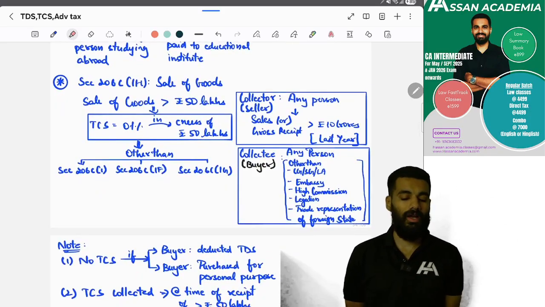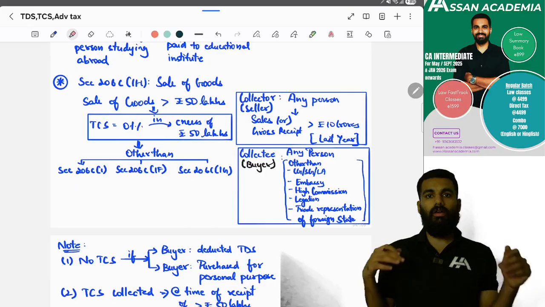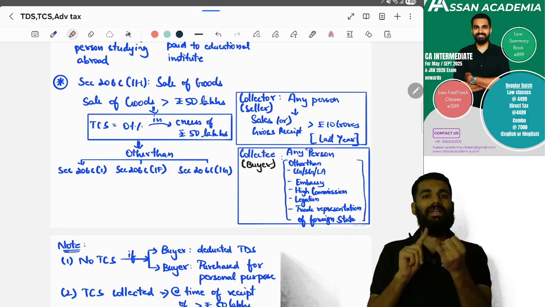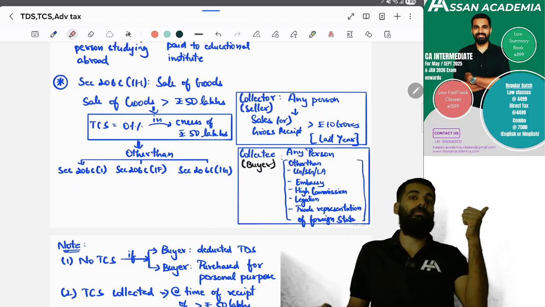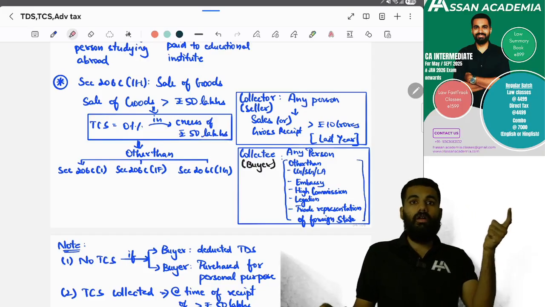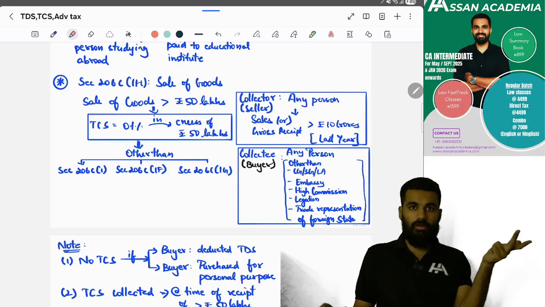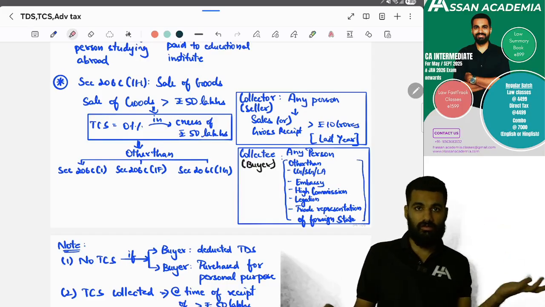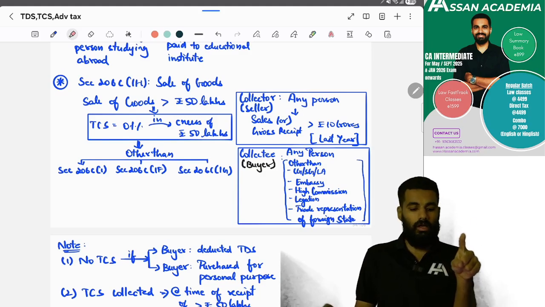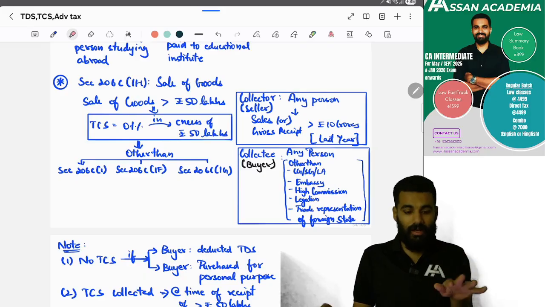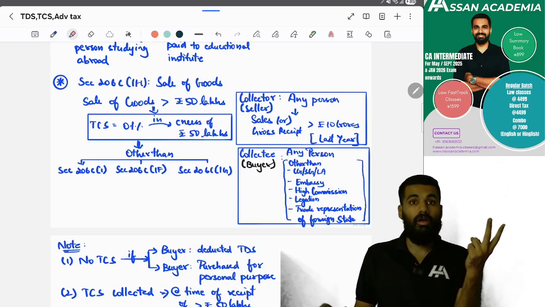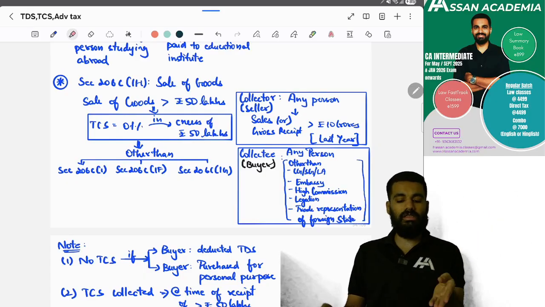Section 206C 1H, sale of goods. If sale of goods happens more than 50 lakh rupees, other than 206C1, remember, alcohol for human consumption, timber and plywoods, scrap, minerals, remember? Yes, tendu leaves. It should not be them. It should not be that. Next, 206C1F. What is it? Motor car, more than 50 lakh rupees, and 206C1G.